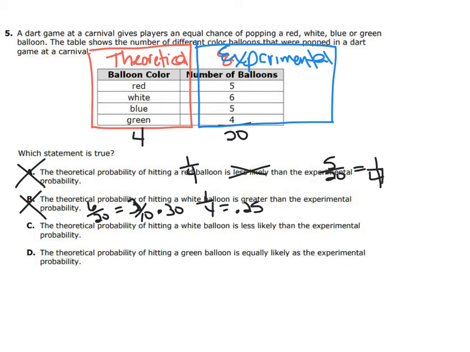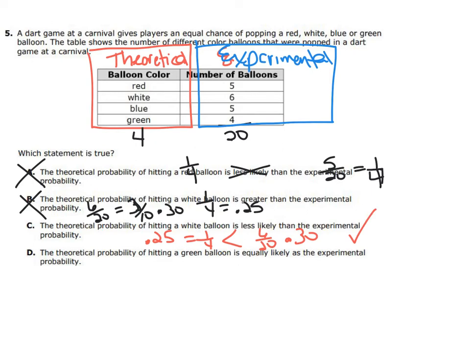Letter C, the theoretical probability of hitting a white ball, so white ball would be 1/4, is less likely than the experimental probability. Experimental would be 6 out of 20. And again, I'm going to change them to decimals. So this is going to be 0.25. This is going to be 0.30. So it says the theoretical is less likely. So this is correct. But we're still going to check the last one.